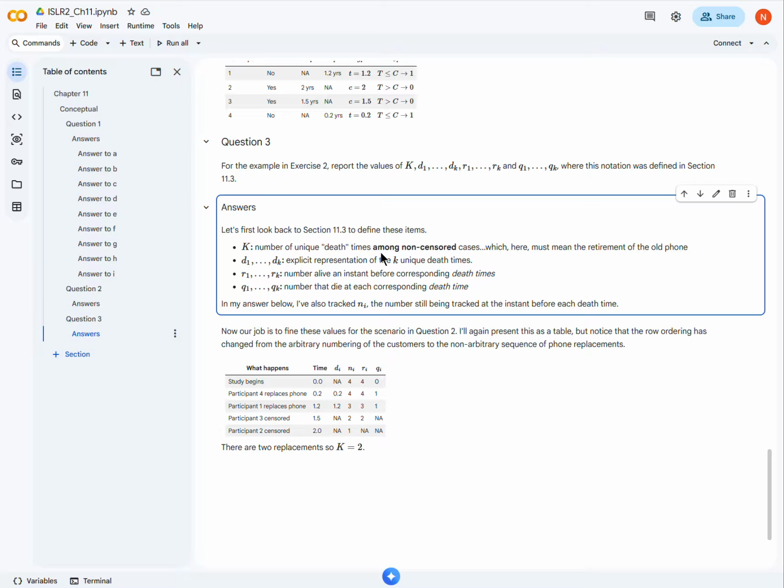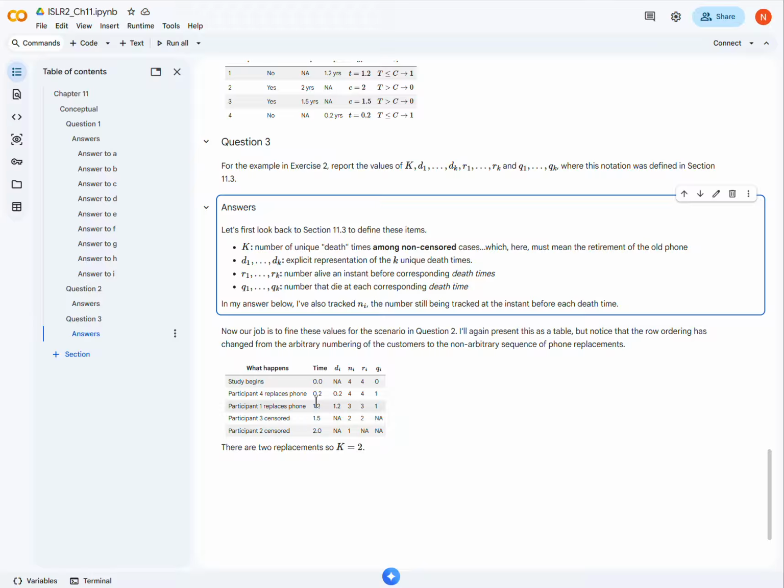R is the number that remain alive just before a given death time. Okay, so each death time will have an R value associated with that, and that R value says this is how many were alive right before this death time. And then there is Q, which is the number that die at each death time.